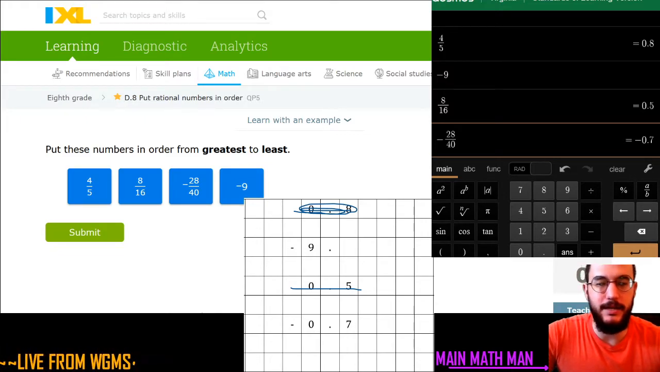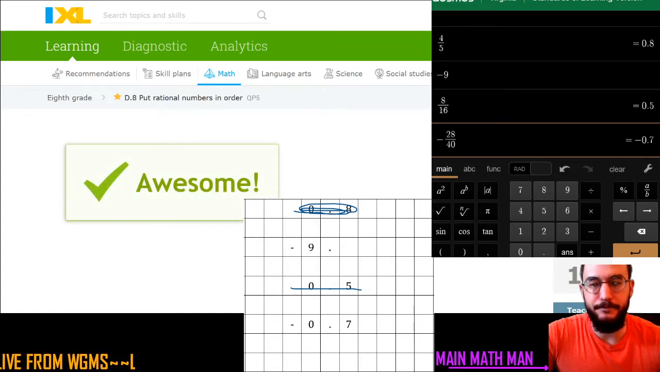Again, you want to use that Desmos calculator, get those decimal values, use that grid paper, that way you can line them up, and then you want to make sure that you can order them appropriately. All right, so that one's good.